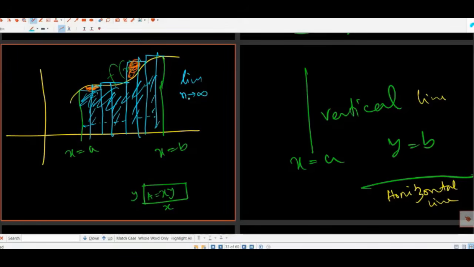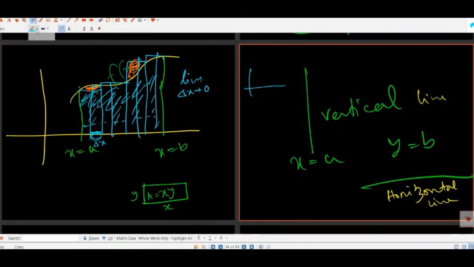We can think about it this way, or we can think like we have the width here. So if this width becomes 0, let's say it is delta x. If delta x is possible to make 0, then only it is possible to get the exact area, and then you will get the entire area of the curvy region going from x equals a to x equals b, this one. So we will get the total area if the number of rectangles is infinity.